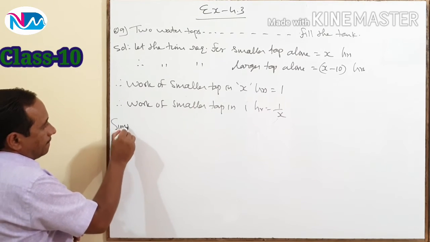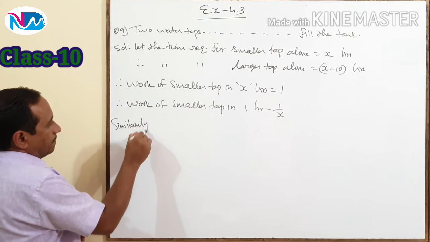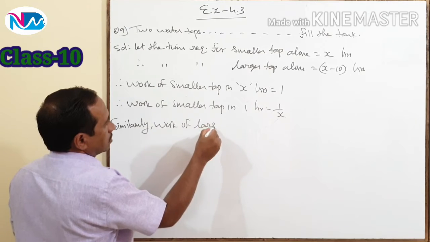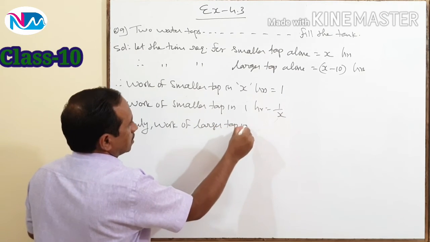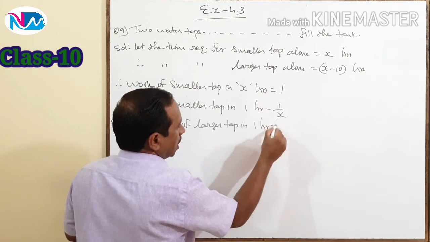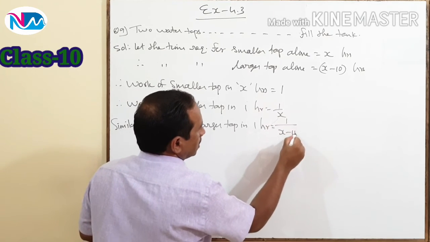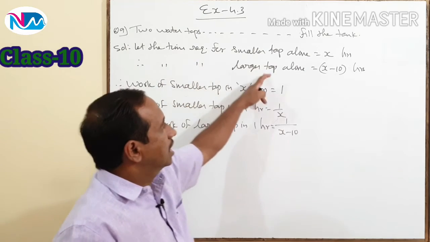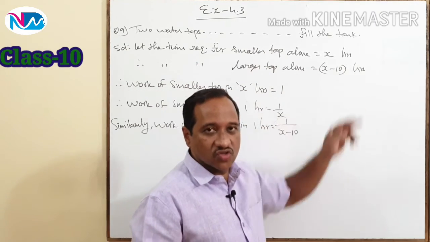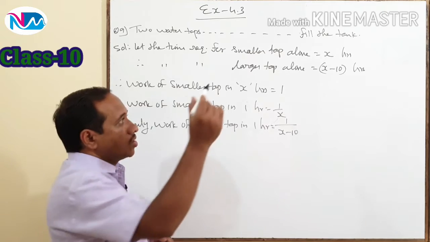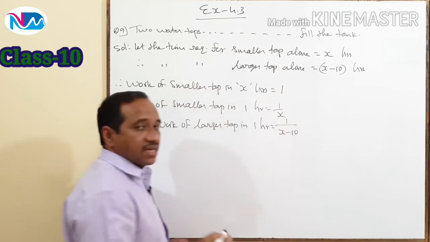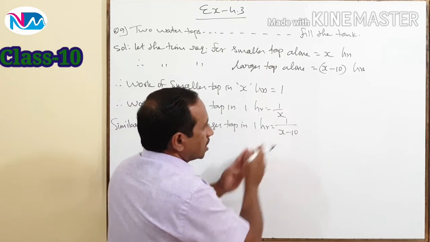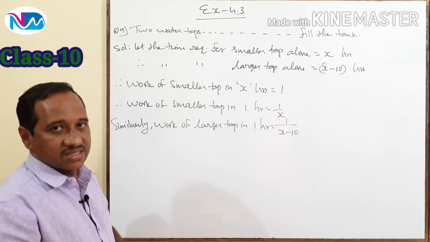Similarly, the work of the larger tap in 1 hour will be equal to 1 by x minus 10, because the time required for the larger tap alone is x minus 10 hours. That is, the work of the larger tap in x minus 10 hours is equal to 1. Therefore, the work of the larger tap in 1 hour is equal to 1 by x minus 10.